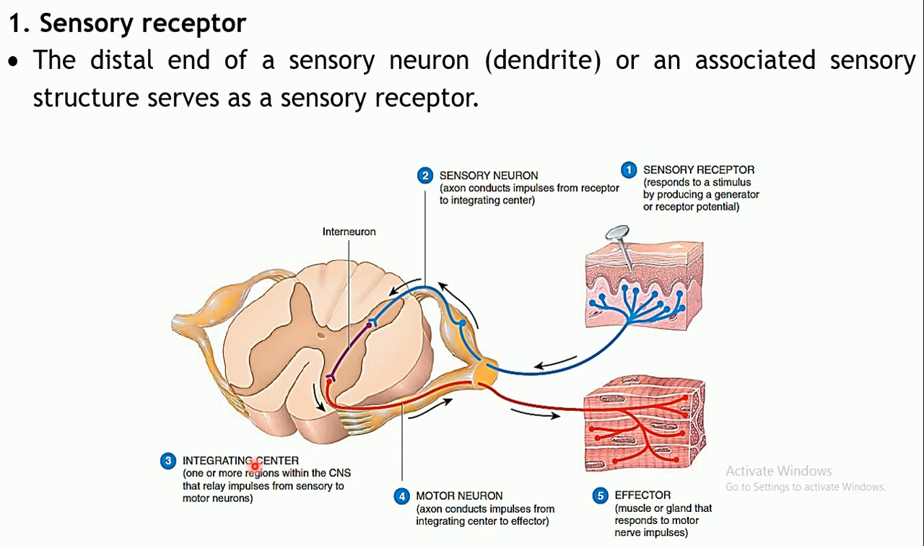Okay, so let us understand it with the help of an example. The first step will be the sensation by the sensory receptor. The distal end of the sensory neuron, that is the dendrites, or an associated sensory structure, will serve as the sensory receptor over here in the skin. So if you come across a tack or a nail.